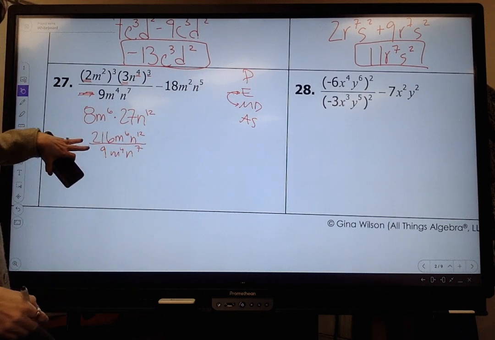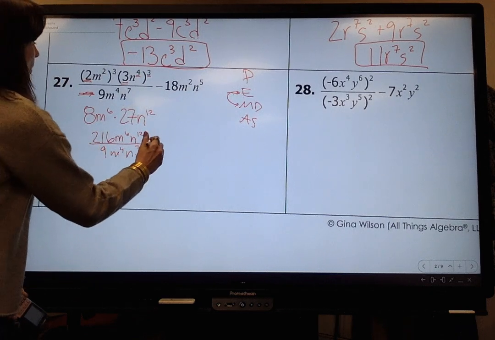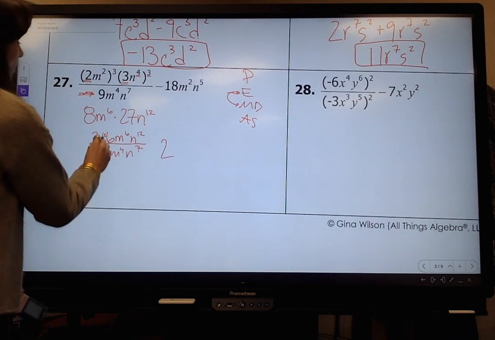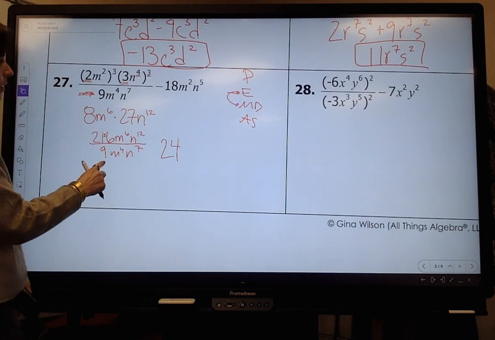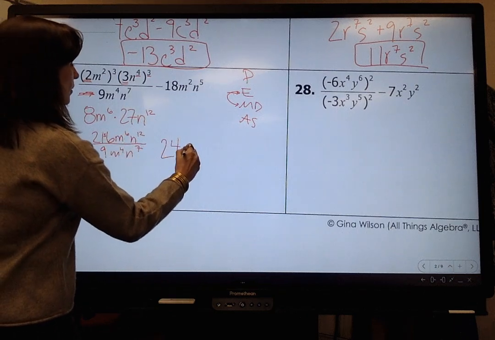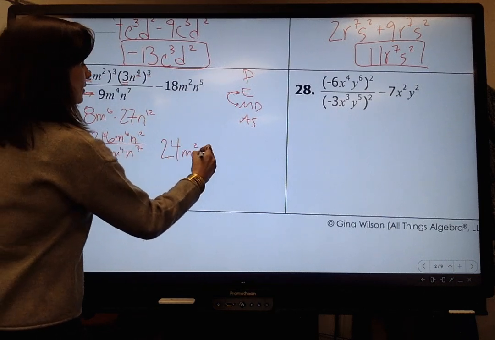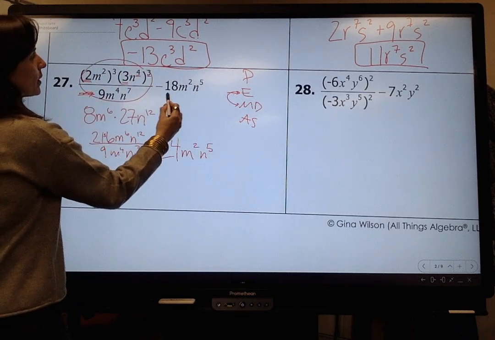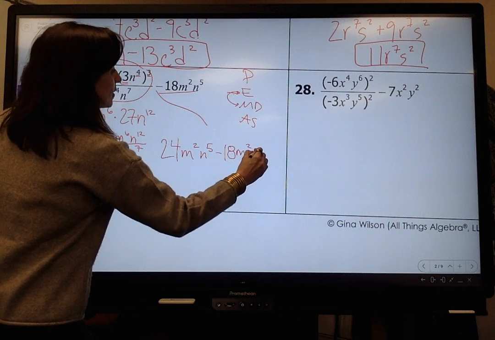Okay, so now I divide. 216 divided by 9, 9 goes into 21, 2 whole times with 3 left over, 9 goes into 36 4 times, so 24. And then here I subtract my exponents, so I get m 6 minus 4 squared. 12 minus 7 is n to the 5th. So we did all this, but don't forget to bring down this guy. Negative 18 m squared n to the 5th.